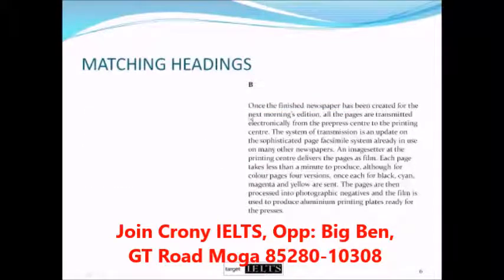Let's read the second paragraph. It says that once the finished newspaper has been created for the next morning's edition, all the pages are transmitted electronically from the pre-press center to the printing center. To talk about system of transmission is an update on the sophisticated page facsimile system already used in many other newspapers. First line again, once the finished newspaper has been created for the next morning's edition, all the pages are transmitted electronically from the pre-press center to the printing center.